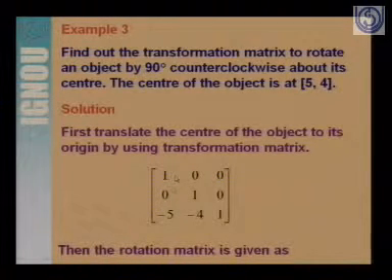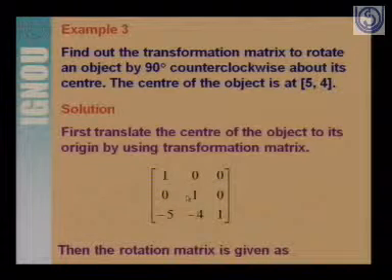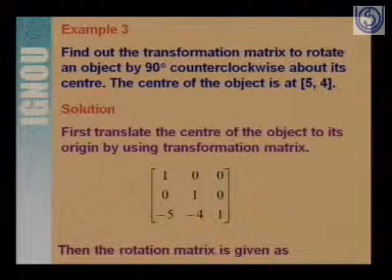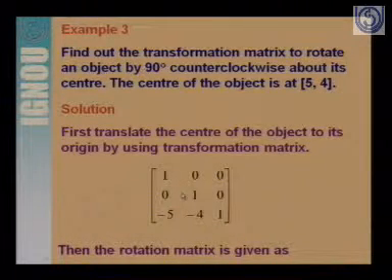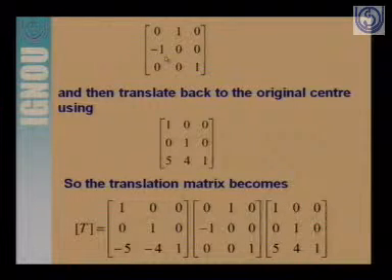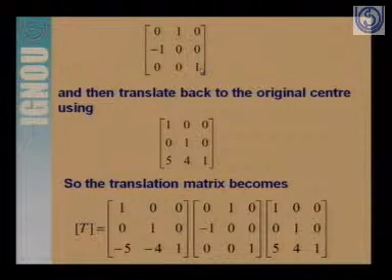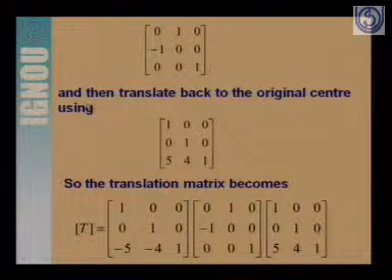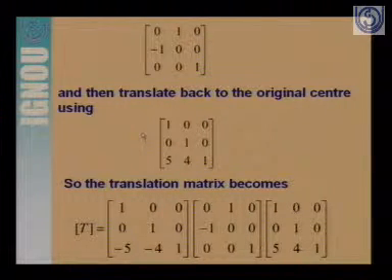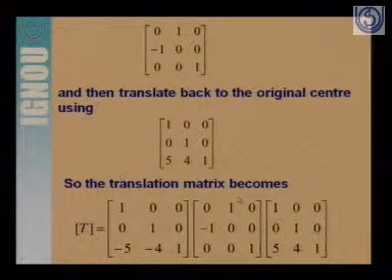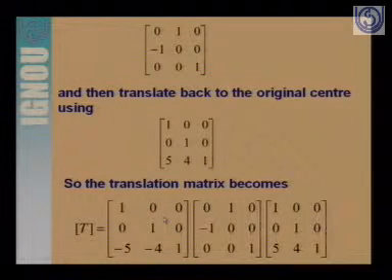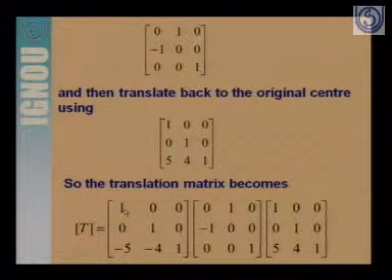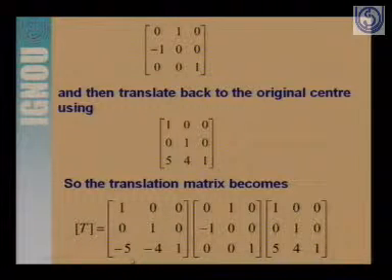So this is the transformation matrix. If we want to shift the center of the object to the origin, we have to multiply by this transformation matrix. Then the rotation matrix is given as 0, 1, 0, minus 1, 0, 0, 0, 0, 1, after putting the value of phi as 90 degrees. Then translate back to the original center using this. So the transformation matrix T is equal to the first matrix for translating to the origin: 1, 0, 0, 0, 1, 0, minus 5, minus 4, 1.